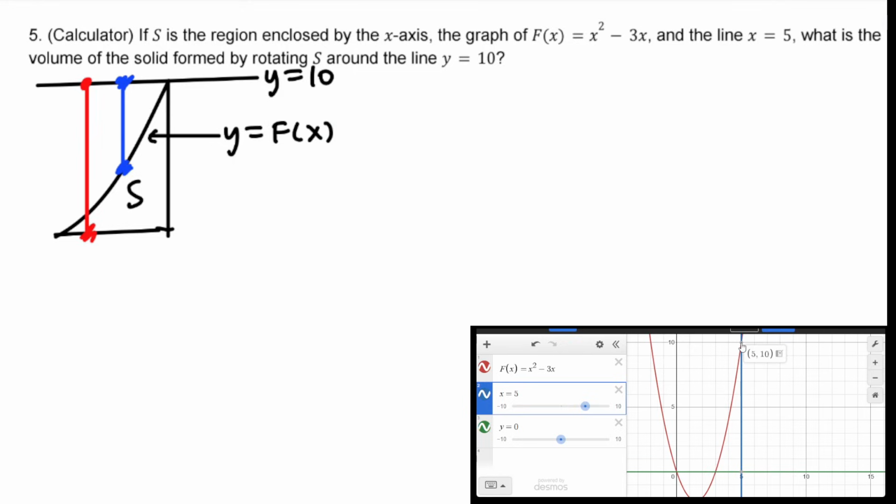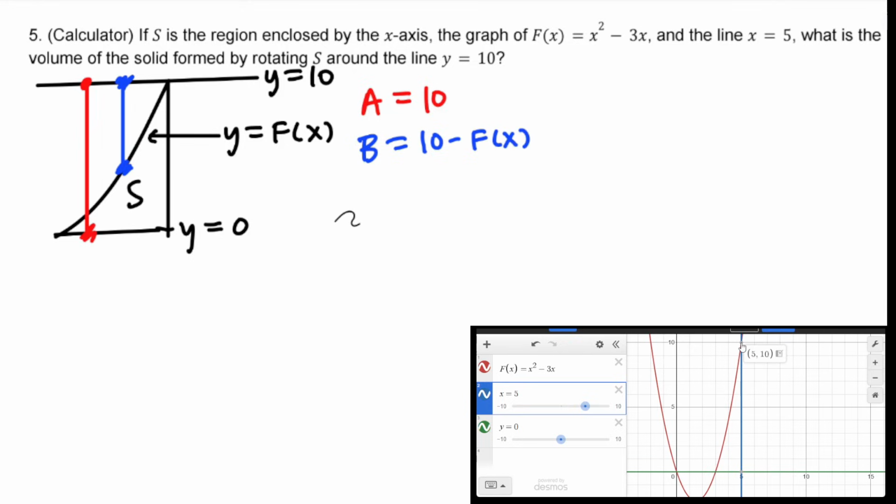I might just call it f of x, because we're using a calculator, we're going to type it in that way anyway. And then the x-axis, that's y equals 0. I think there was something else. All right, so a is going to equal 10 minus 0. B is going to equal 10 minus f of x.